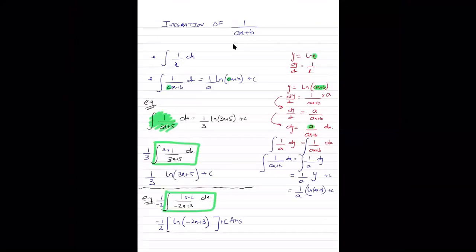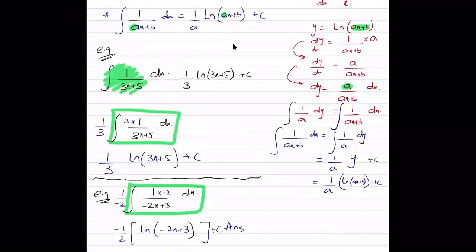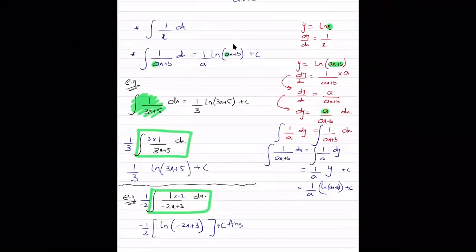One more thing. Since the answer is in the form of ln, this expression is only going to be valid if this entire bracket is greater than 0. So if they ever ask you to find the values of x for which this integral is valid, you take this bracket expression and write that 3x plus 5 must be greater than 0 for this integral to be valid. So x must be greater than minus 5 by 3.